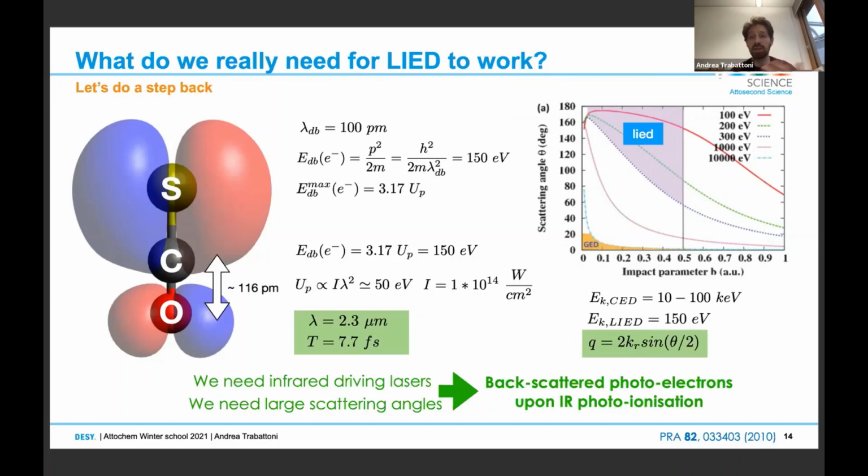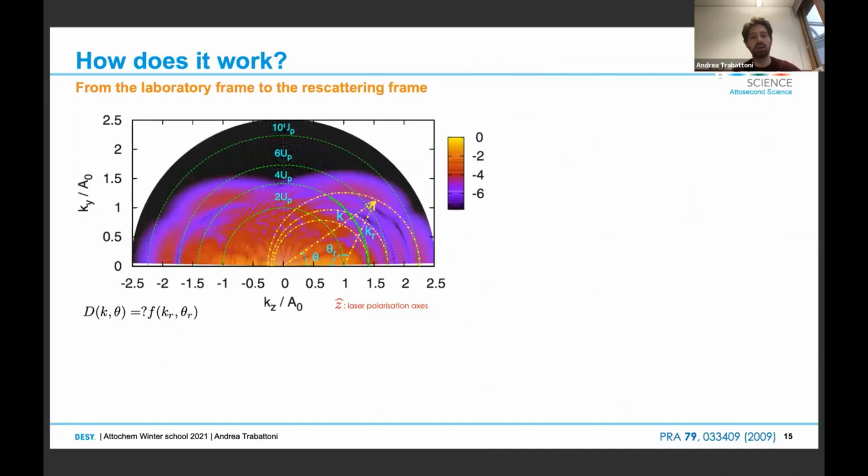Good. So we can go to the lab, take an IR laser, photoionize our molecule and acquire the photoelectrons. And we will measure something like this. This is a simulation, but anyway, this is a cut of a simulation of an experimental momentum distribution of photoelectrons in the laboratory frame, really on our detector. This is the distribution as a function of the angle theta from the center of our detector and the K vector.